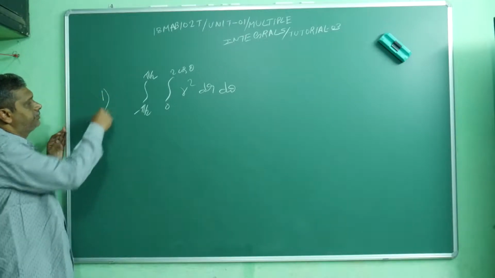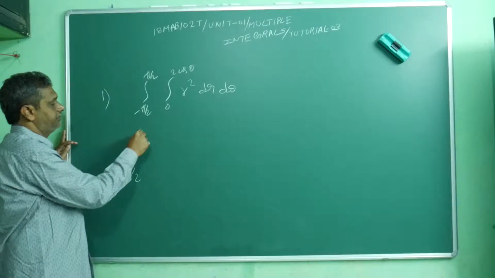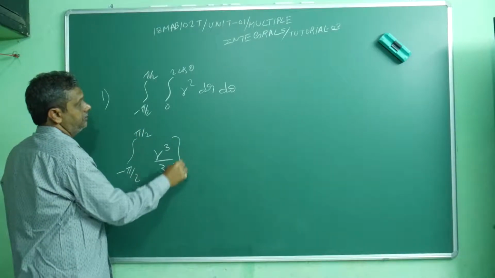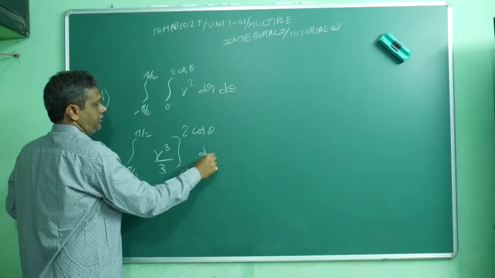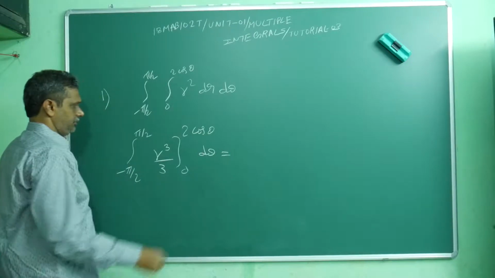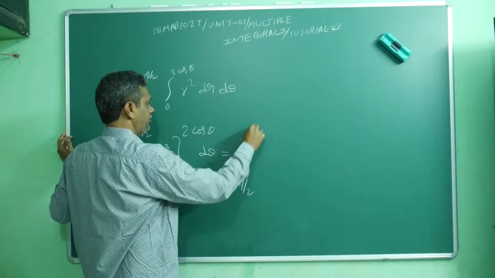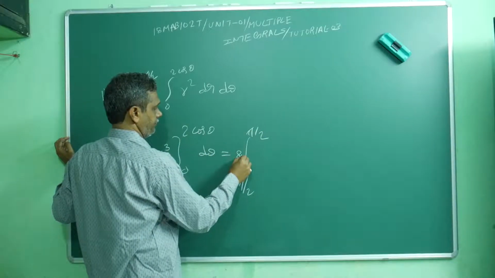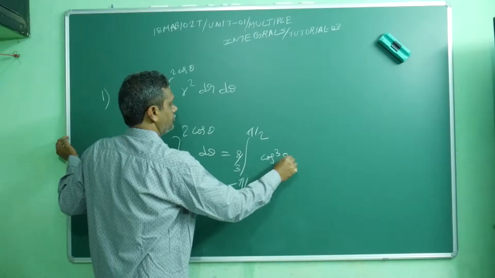With respect to r you can integrate. This is the first problem. Minus pi by 2 to pi by 2, r cube by 3, 0 to 2 cos theta, d theta. So this is what you will get: minus pi by 2 to pi by 2, 2 cube cos cube theta by 3, that is 8 by 3 cos cube theta.